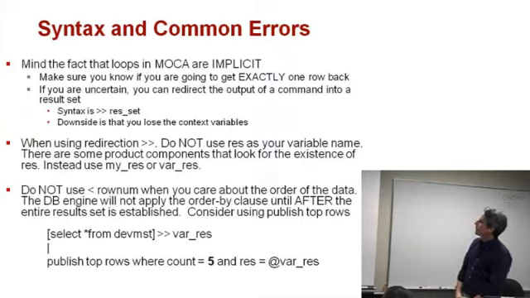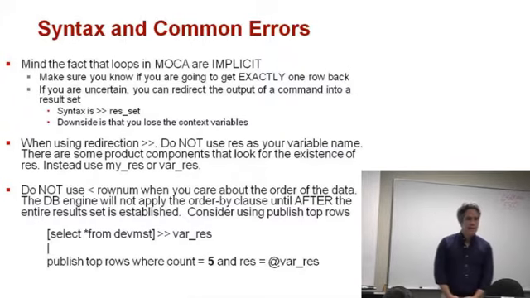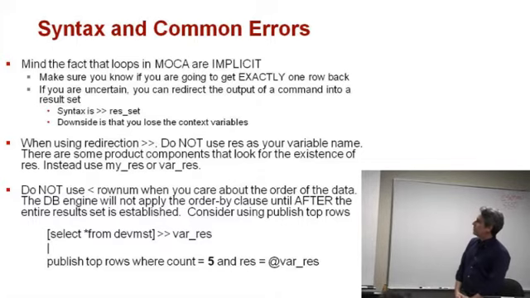Okay, so mind the fact also that loops in MOCA are implicit. So every time you bring back a result set, essentially the next thing that happens is a for each loop. If you are uncertain about exactly what's going to go on, sometimes what we'll do is use this redirection syntax that basically will allow you to redirect the output into its own result set and name it a named result set. So this is very handy. However, do me a favor. Do not use res as the name of your result set.